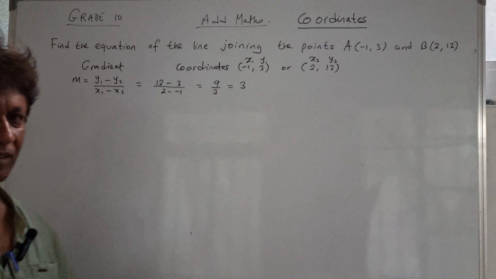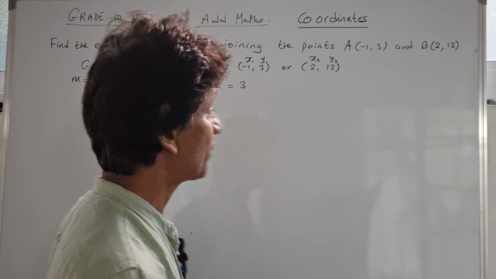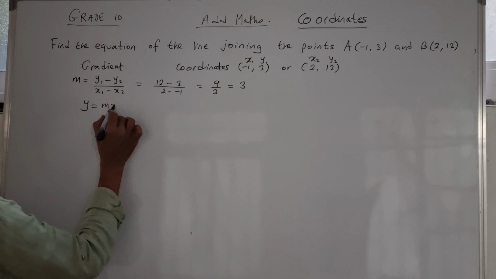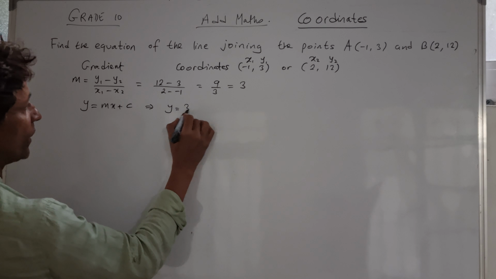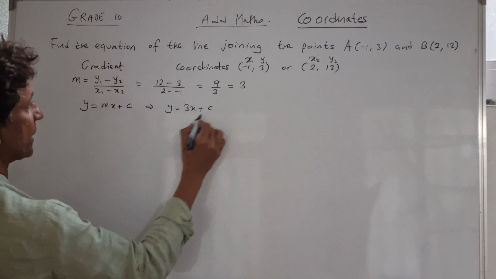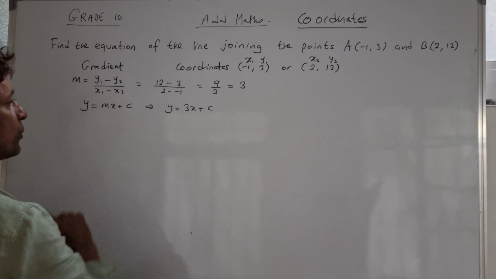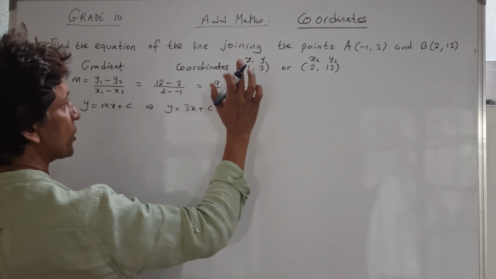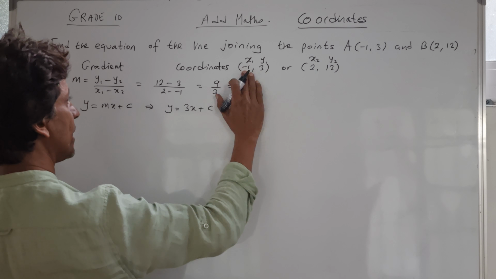Once you have your gradient, the equation of a straight line is always y is equal to mx plus c. So we're going to bring in y is equal to mx plus c. So this turns out to be y is equal to 3x plus c. Why 3? Because m is the gradient and m was found to be 3. And the next thing, like I said, we need one of those coordinates. So you're going to take either this one or that one. I'm going to go with the easier one, minus 1, 3.